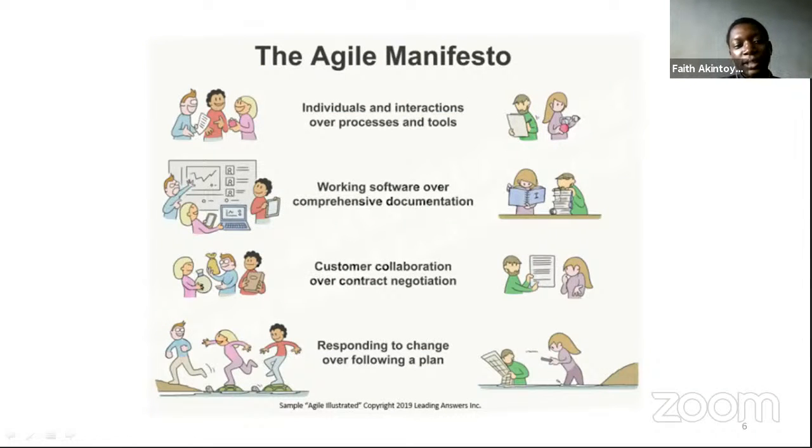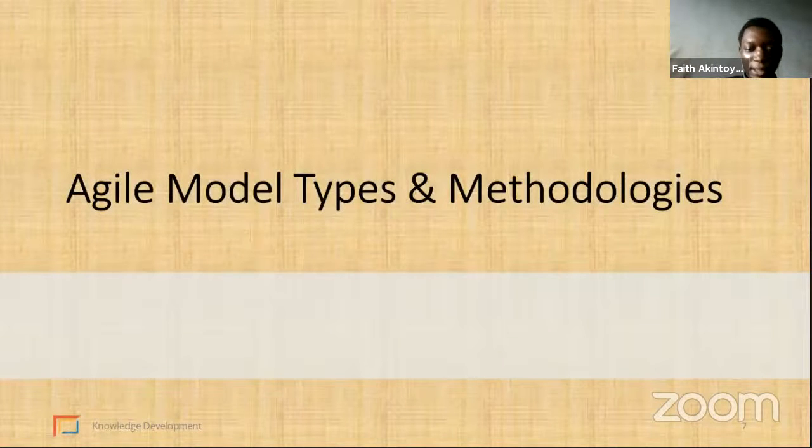Now, if you take a look at the characters on my left, they seem more lively compared to the characters on my right. That's really because the agile model is more interesting, it possesses more adventure, and you get to learn more. All right, so we'll be looking at the agile model types and methodologies. We'll start with Scrum.